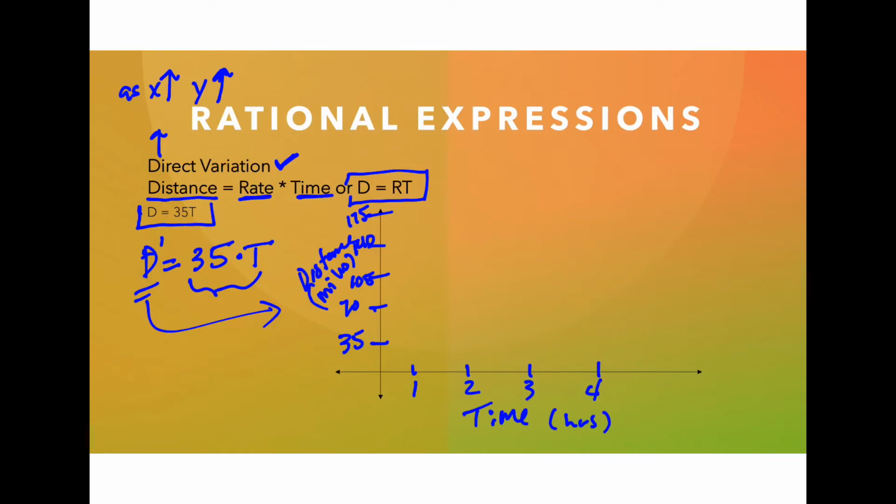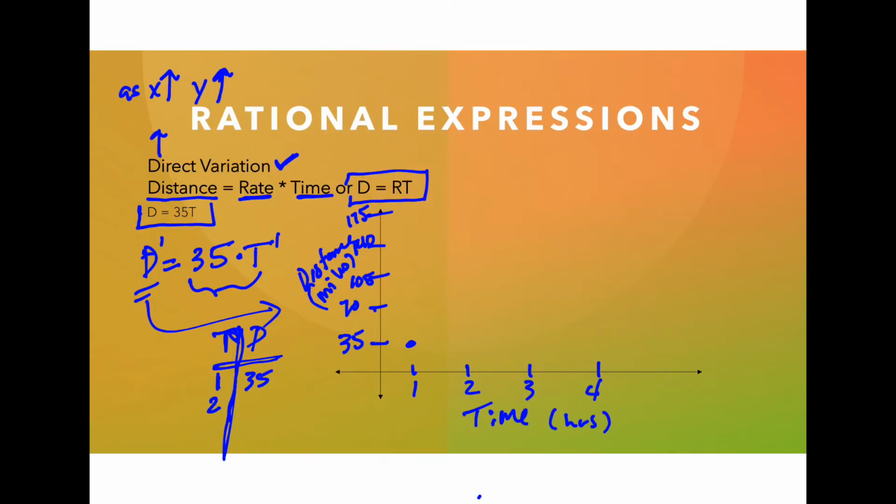Because both variables are being raised to the first power. Nothing's in a denominator. This is not a rational expression or equation, more specifically. So I'm going to put t and then d here, and we can look at some points, some ordered pairs. So at 1 hour, 1 substituted into t times 35 would be just 35. So I know 1 and 35 goes right there.